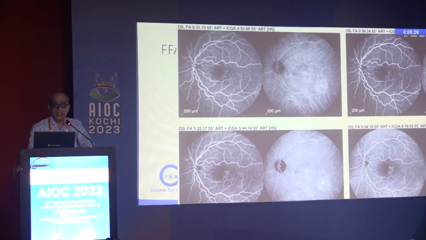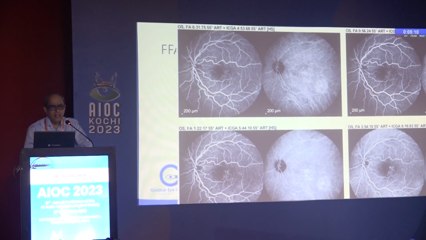Now you do the ICG and the FFA, okay? Because why? You want to reach a diagnosis, whether it is CSR. What does the FFA show? Nothing much. It just shows some staining, right? You see in the paramacular area, there is little bit of staining, but nothing much.